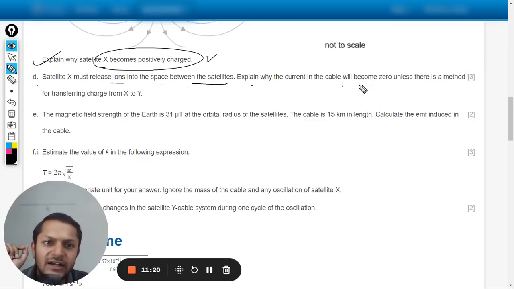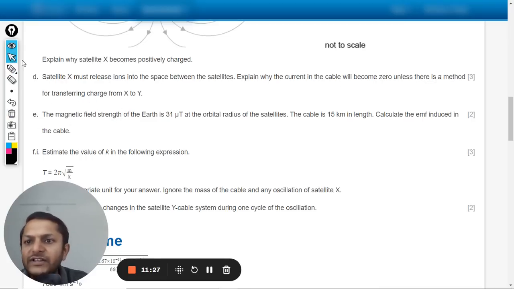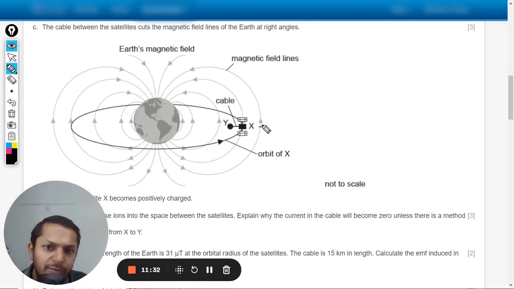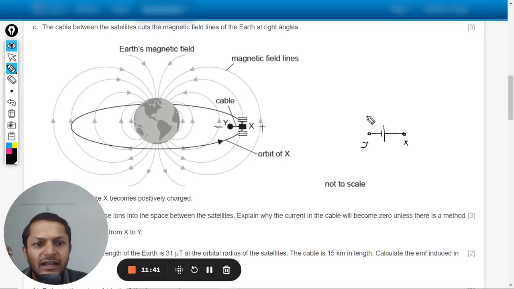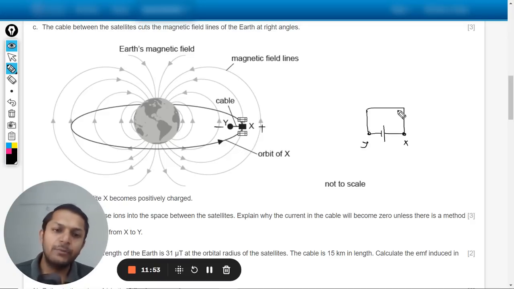Explain why the current in the cable will become zero unless there is a method to transfer charge from X to Y. Obviously an EMF is induced, X is becoming positively charged, Y is becoming negatively charged. So this thing is actually acting like a battery now. This end is X, this end is Y. Until and unless we create a wire which goes like this, the circuit is not complete. Until the circuit is complete, the induced current will not be there. Okay, but what will be there?